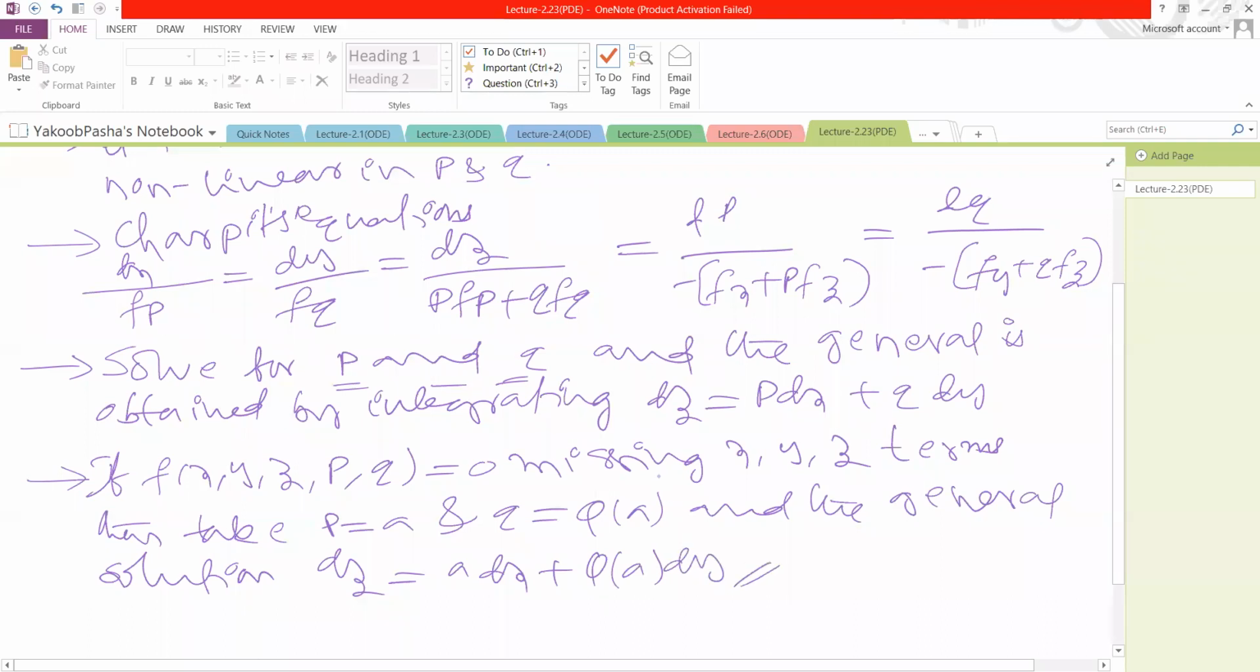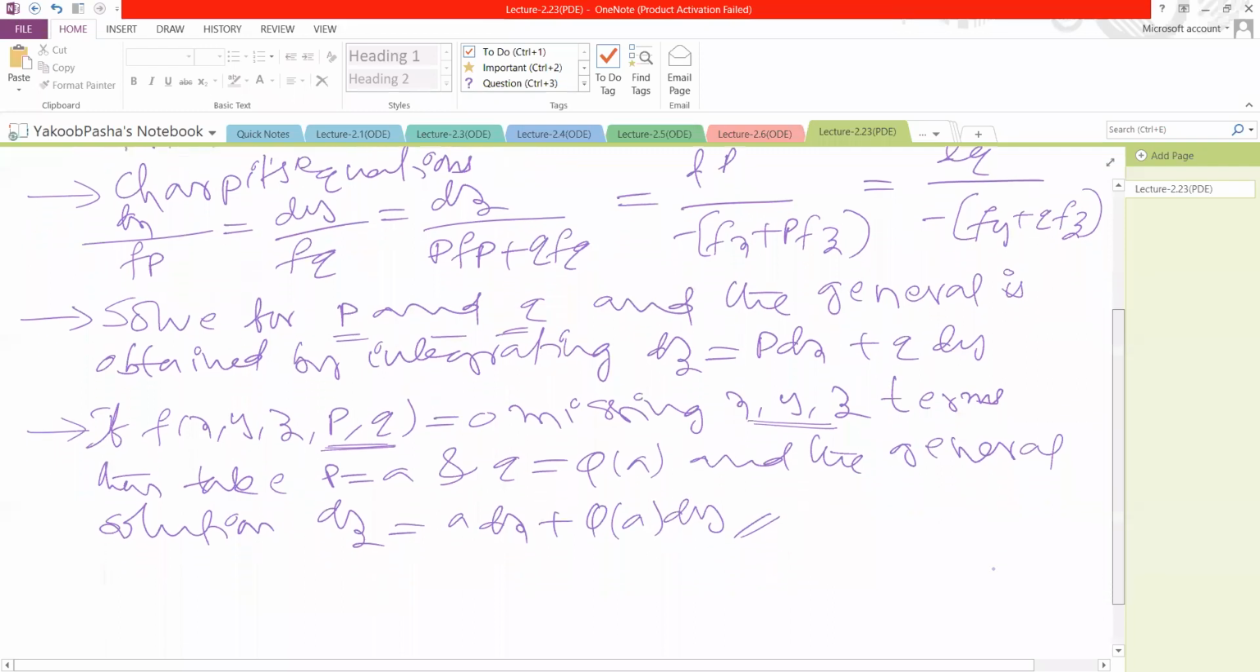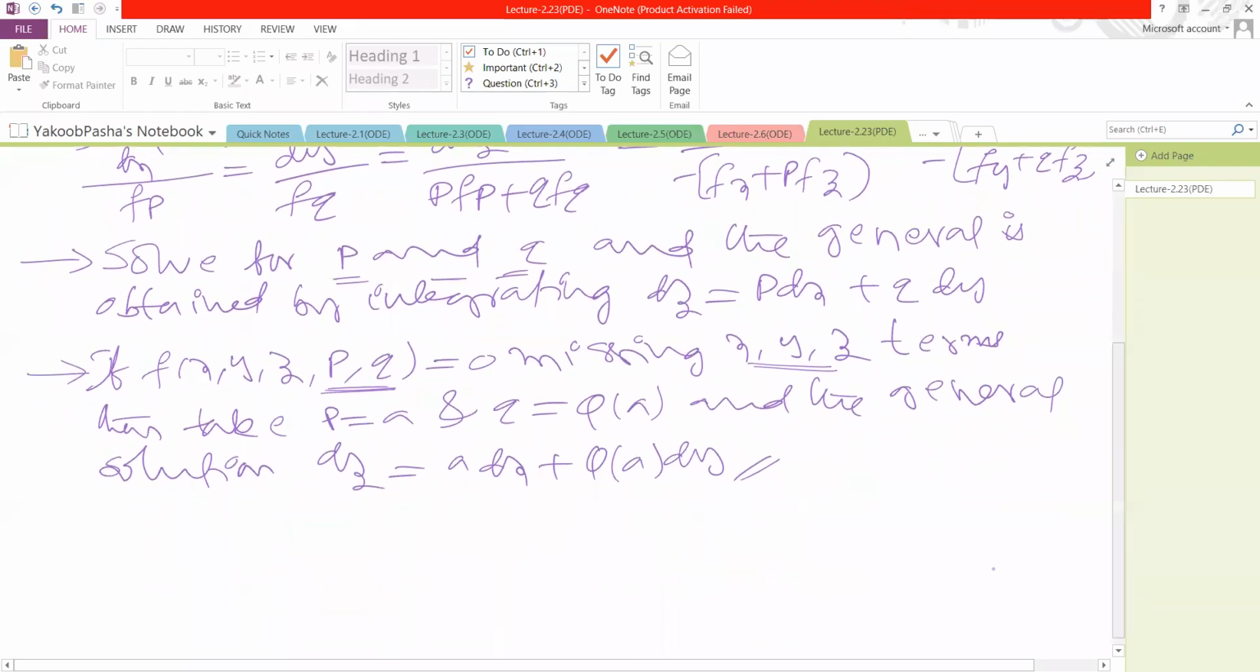Here, when x, y, z are missing, or the equations involve p and q only, we have to take p = a and substitute in the given equation. We'll get the q value as a function of a. So we can substitute in dz = p dx + q dy, where p is a and q is phi of a. We get the general solution by integrating these values.